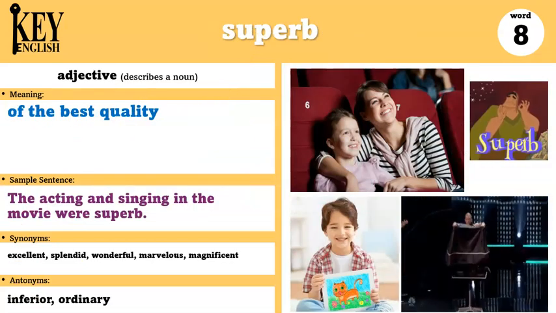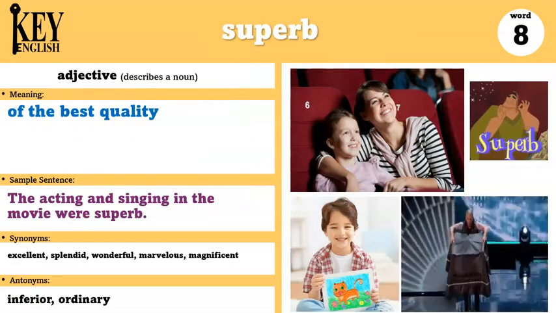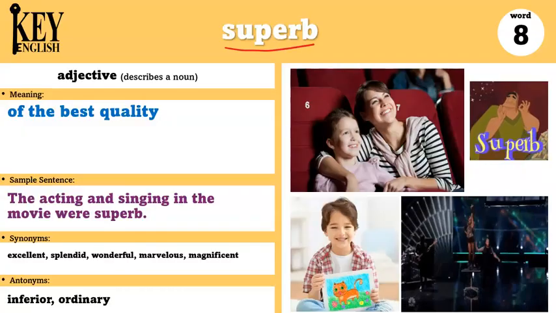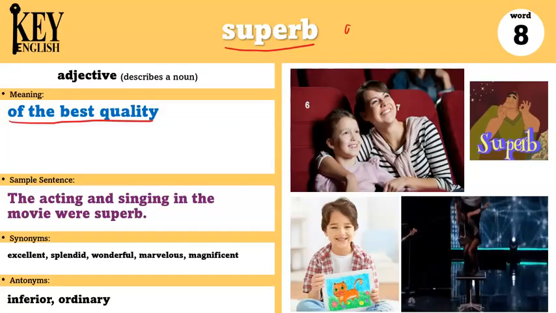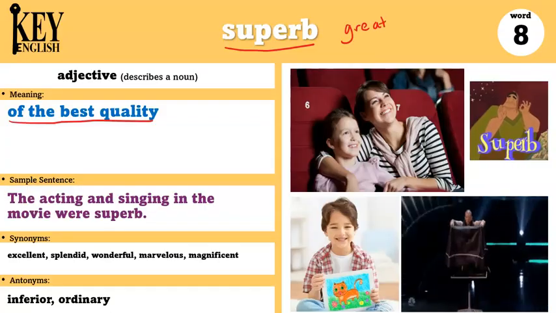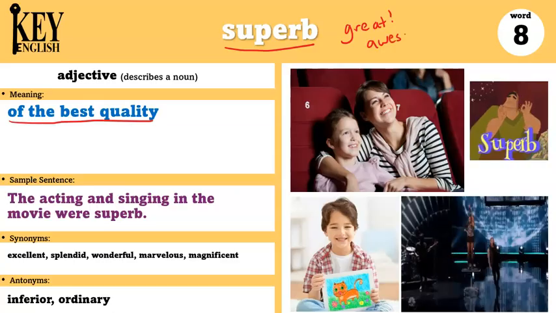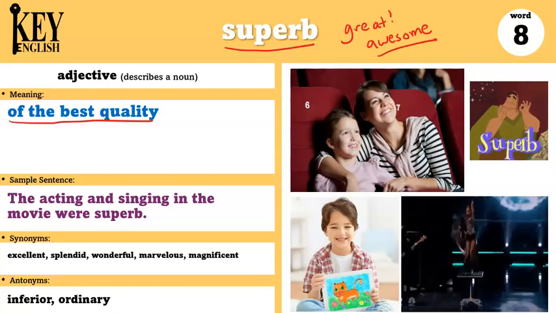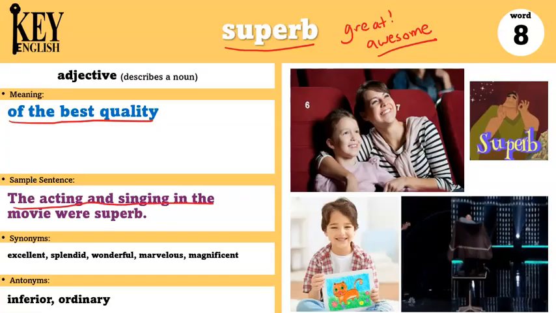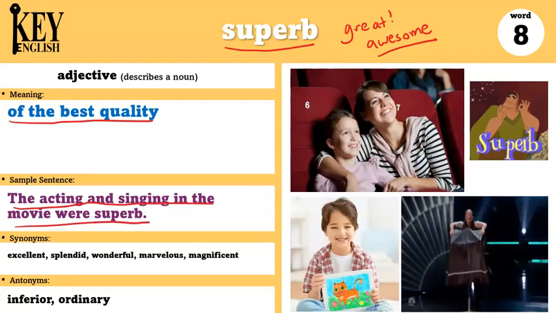Our next word is superb. Superb is an adjective and it means of the best quality. When something is superb, you can think about it as being great or awesome or amazing. It is superb. For example, the acting and singing in the movie were superb.